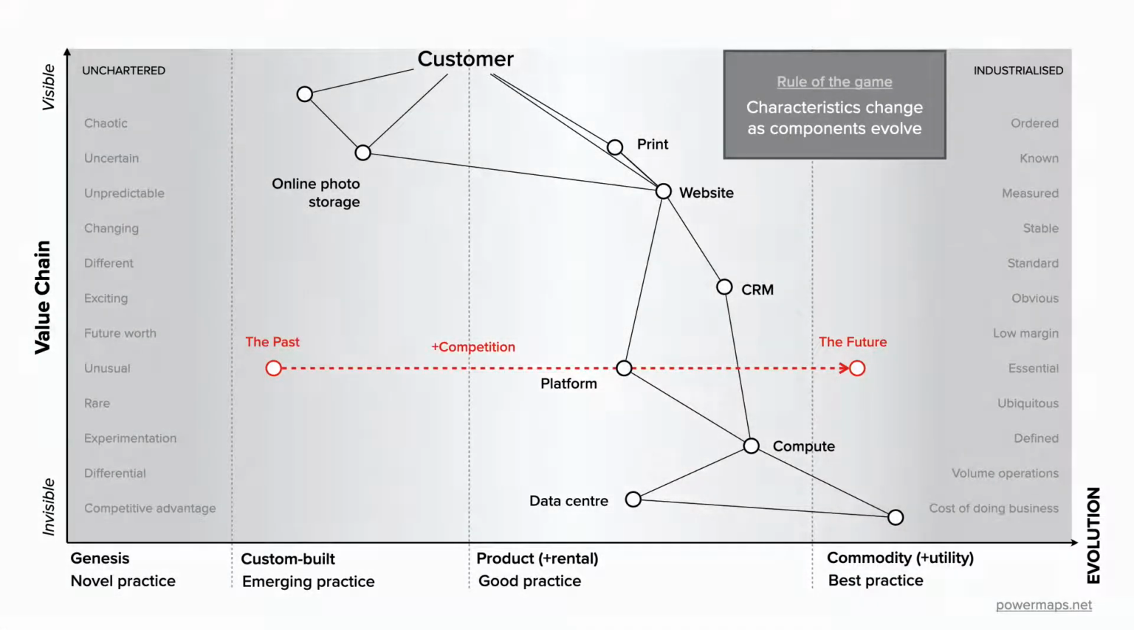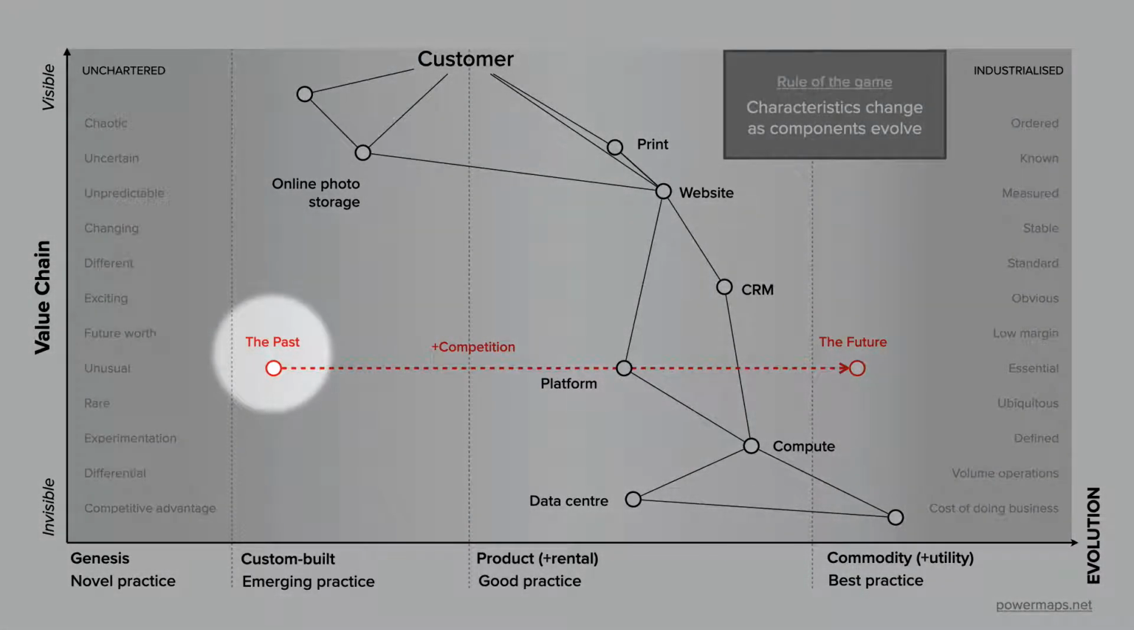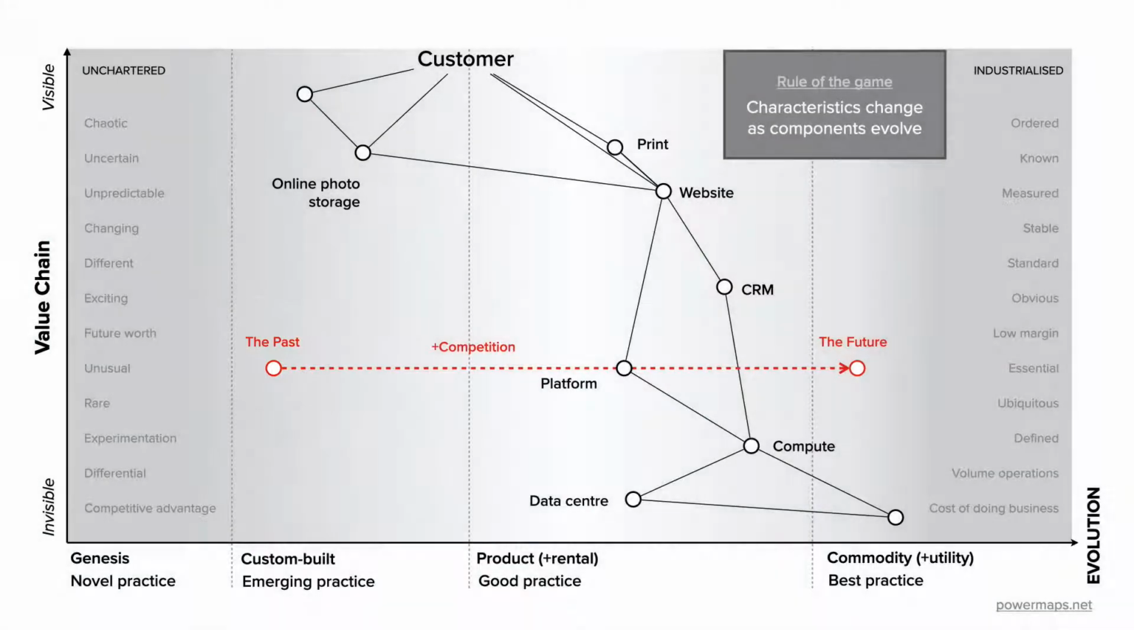For example, when a component first appeared on the left of the map, it was novel and uncharted. It was also exciting, as it had the potential to be a future source of value. Think of an early computer or the first mobile phones. But there was also a lot of uncertainty about these at first, which also made them high risk.